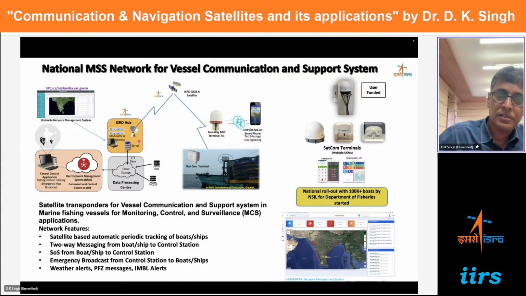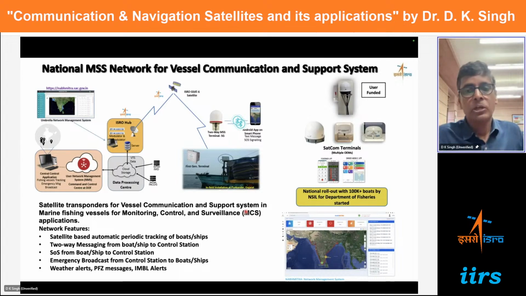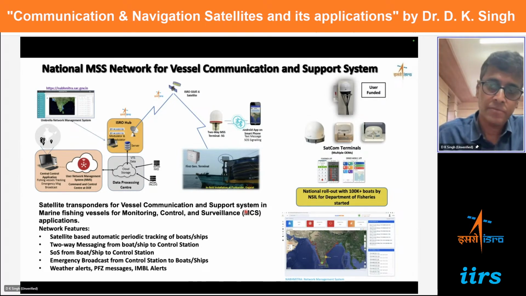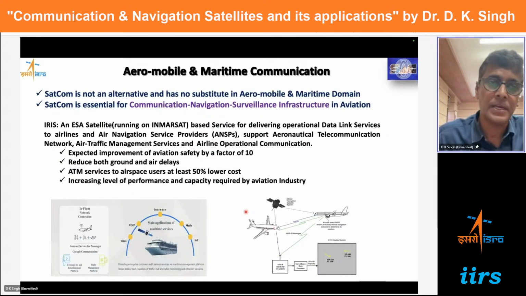So ISRO has created the whole system: the satellite, the hub station, as well as the end user terminal. They are deployed on various ships and they can have their position reported. They can be tracked sitting on the ground. They can even get weather information on those terminals. They can even press an SOS button and then get rescue support and so on. So there are so many applications for mobile satellite communication, and this is done in the lower frequency band of around 2.5 gigahertz, that is S band.